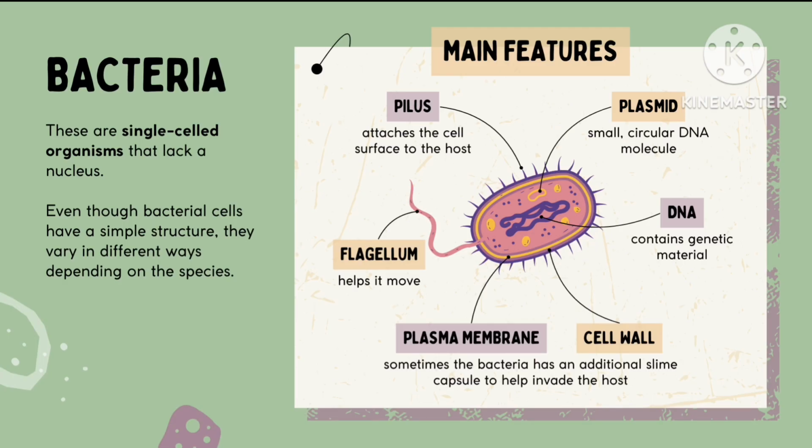Bacteria. These are single celled organisms that lack a nucleus. Even though bacterial cells have a simple structure, they vary in different ways depending on the species. Main features: pilus attaches the cell surface to the host. Flagellum helps it move. Plasma membrane.